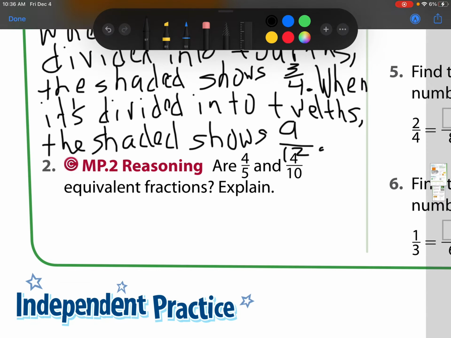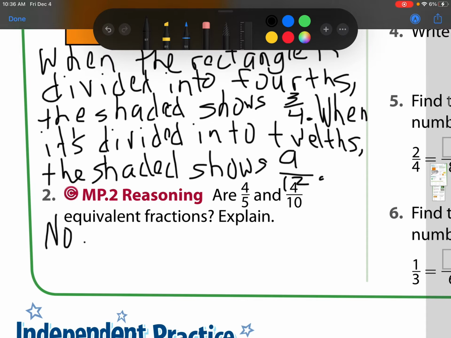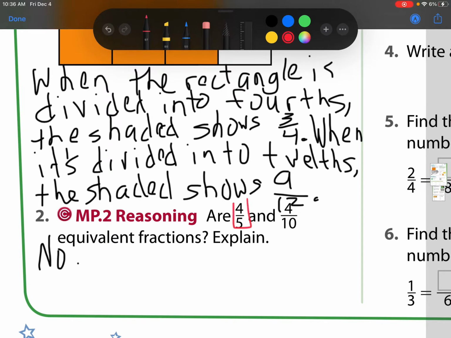Are 4/5 and 4/10 equivalent expressions? Explain. Well, our answer is no. And instead of doing a model with this, I want you guys to think about it. If I have 4/5, that means it's almost a whole. It means we're just 1 piece away from a whole. Whereas if we have 4/10, that's really close to a half. So is 1 whole the same as a half? No. So we're going to use that reasoning to record our answer, because it says explain.